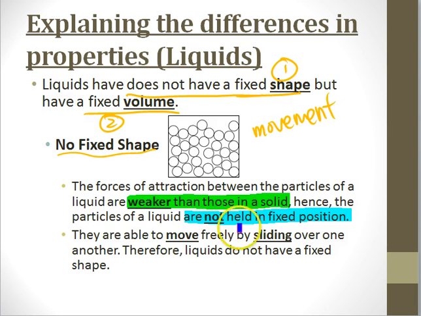Therefore, if you think carefully, how are my particles moving? They are moving freely by sliding over one another. So if the particles can move, they are not held in fixed shape due to the weaker force of attraction. That's why my liquids do not have a fixed shape. Okay, so you can see here the flow. Force of attraction weaker, now they are not held in fixed position. The particles can move, and that's why they do not have a fixed shape.